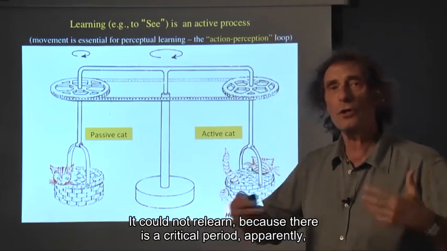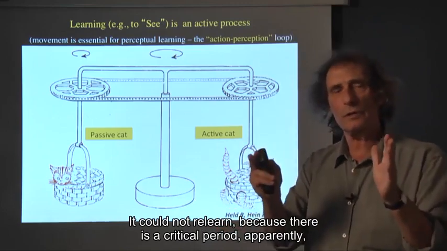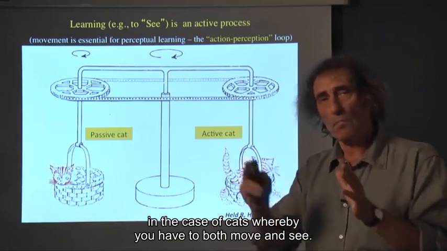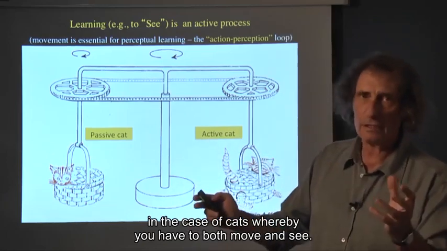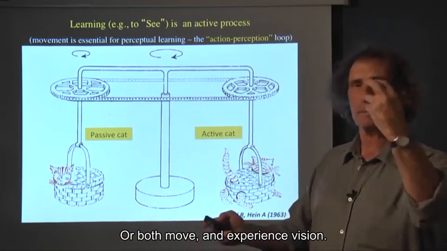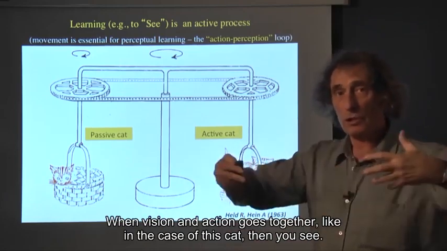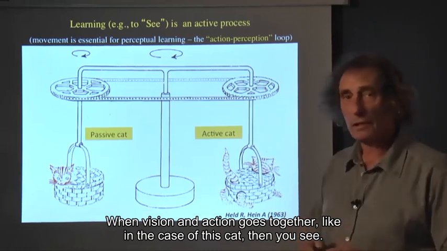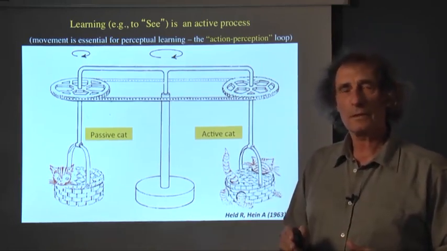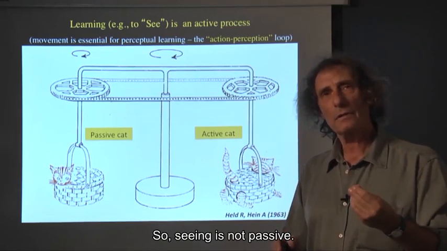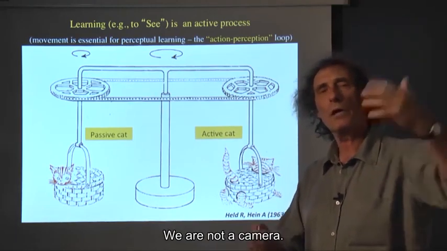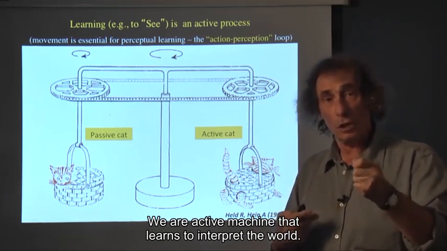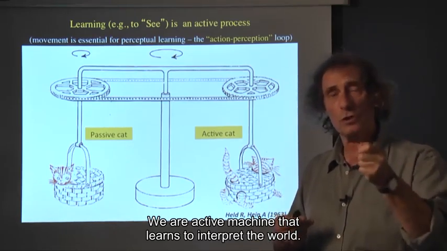He could not relearn, because there is a critical period, apparently, in the case of cats, whereby you have to both move and experience vision. When vision and action go together, like in the case of this cat, then you see. So seeing is not passive. There are no things in the world. We are not a camera. We are an active machine that learns to interpret the world.